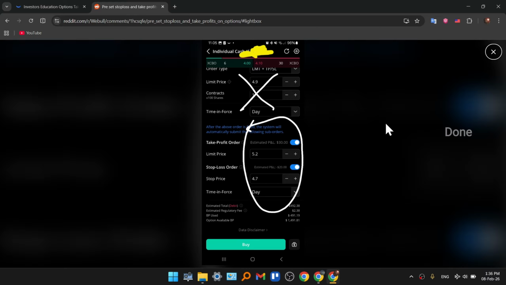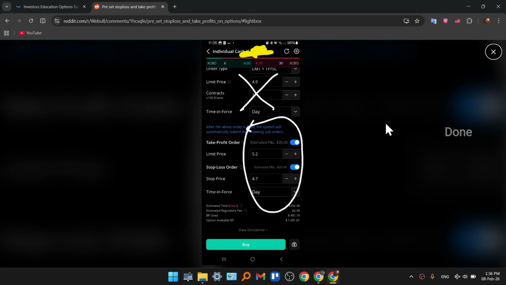And then you can also use the OCO order. It's the best method. So the easiest way is using OCO, which is one cancels other. So enter your stop loss price and your take profit price. When one triggers, the other automatically cancels.